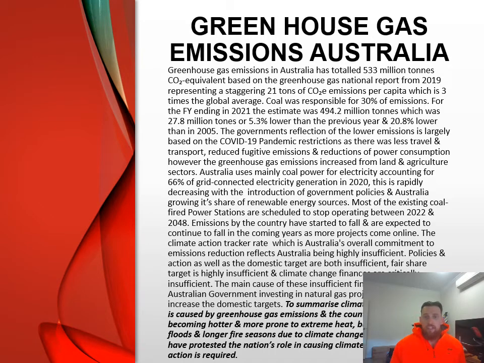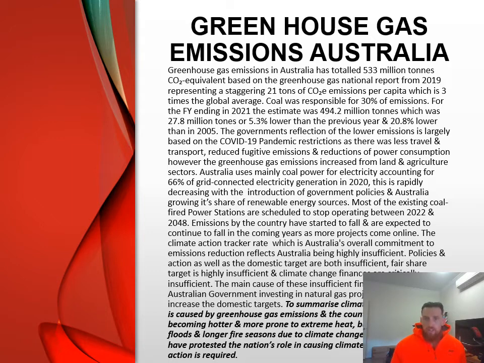Australia uses mainly coal power for electricity, accounting for 66% of grid-connected electricity generation in 2020. This is rapidly decreasing with the introduction of government policies and Australia's growing its share of renewable energy sources. Most of the existing coal-fired power stations are scheduled to stop operating between 2022 and 2048. Emissions by the country have started to fall and are expected to continue to fall in the coming years as more projects come online.